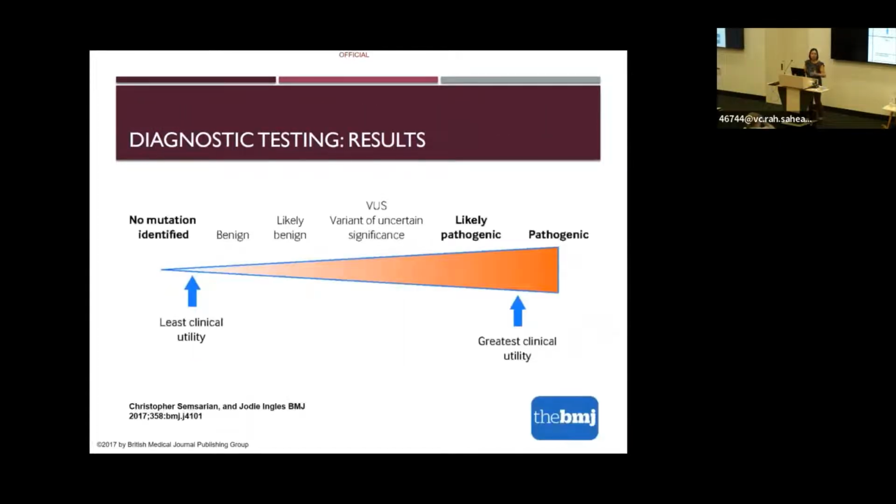In terms of results, similar in one way to other pathology, either we don't find anything, but we can get different types of variants. So we can get benign, likely benign, variant of uncertain significance, and then likely pathogenic or pathogenic. And you can see the difference in terms of clinical utility with those results. We'll go into a little bit more detail about what those mean later on.